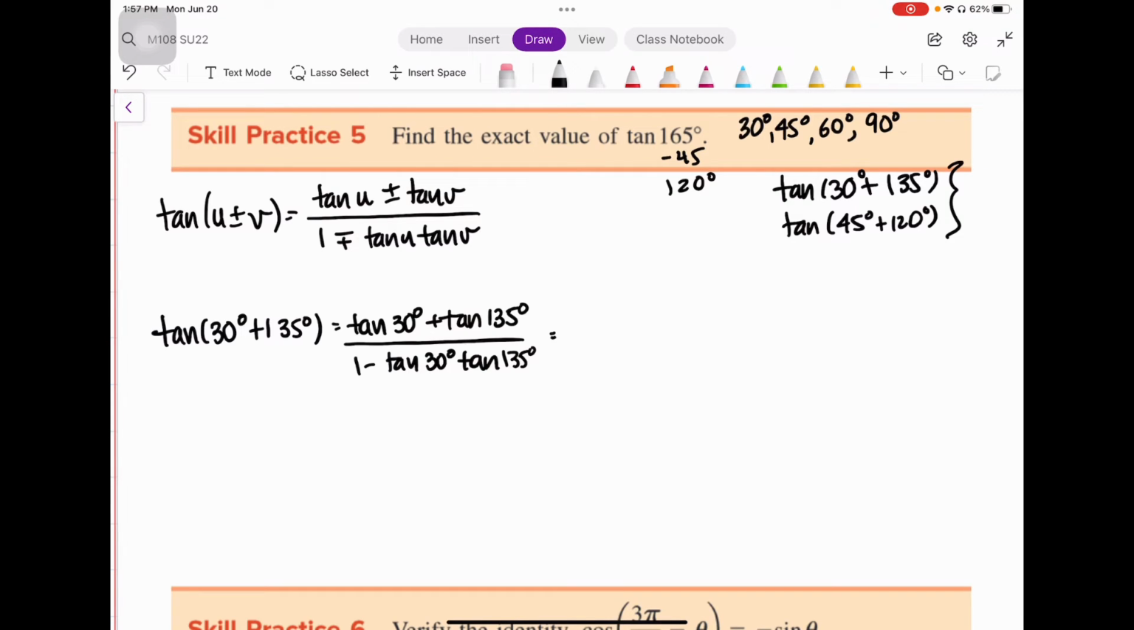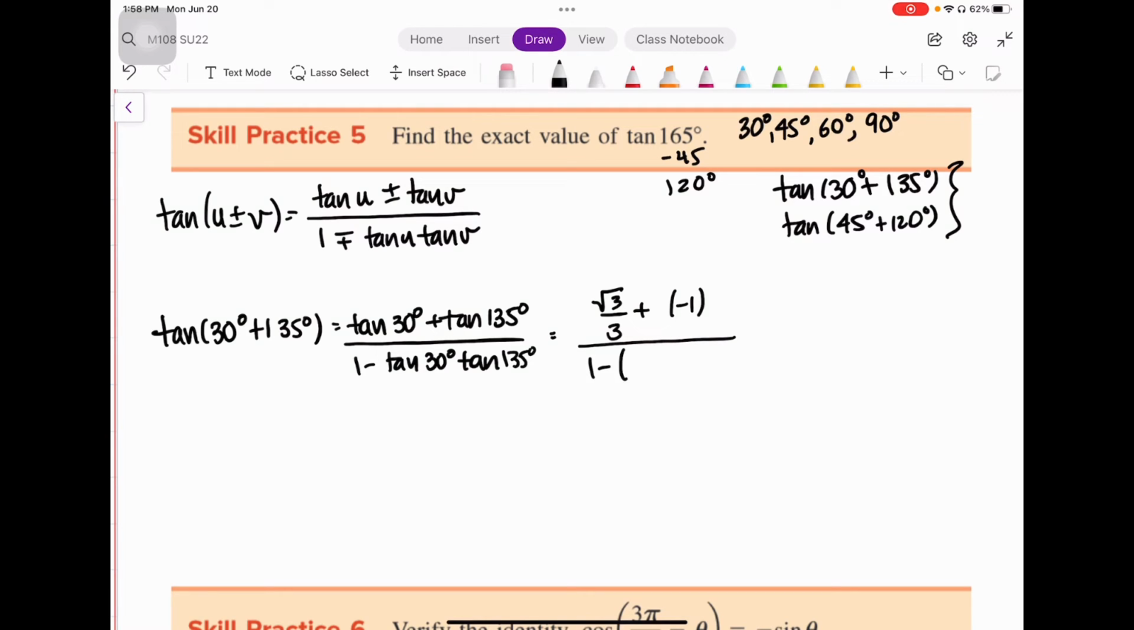The tangent of 30 degrees plus 135 degrees is the tangent of 30 degrees plus the tangent of 135 degrees divided by 1 minus the tangent of 30 degrees times the tangent of 135 degrees. Now, you can go ahead and find tangent by taking the y value over the x value, or you can use the values I've already written out. I've written these in a table when I was writing the tangent functions for section 5.5, so you can refer back to those values. The tangent of 30 degrees is root 3 over 3. The tangent of 135 degrees is negative 1.